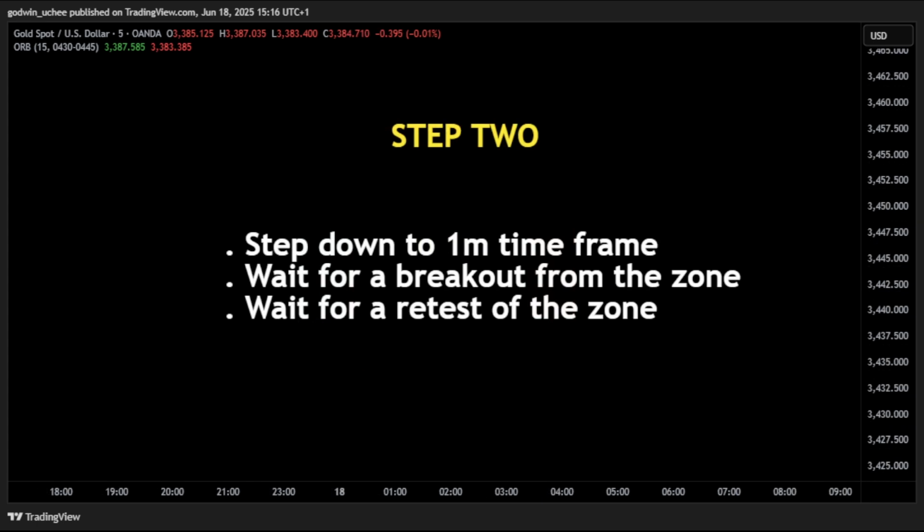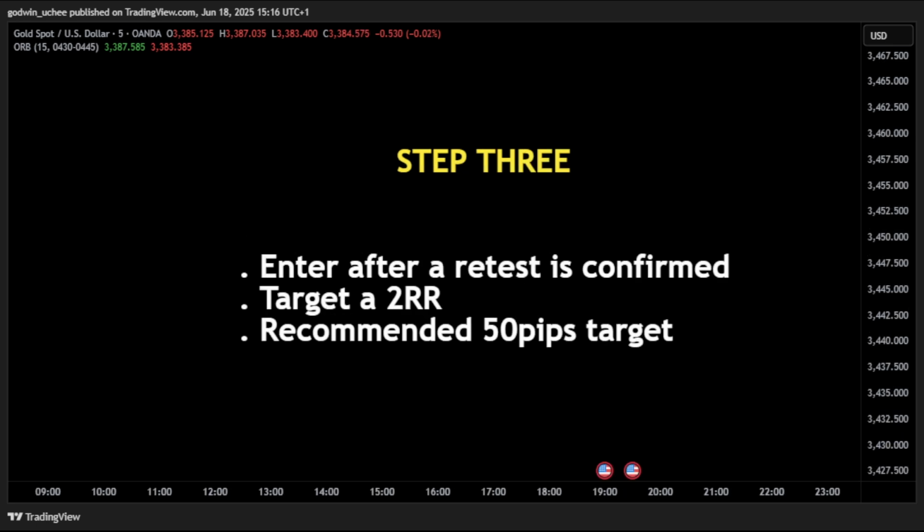The next step is to step down to the 1-minute time frame. When you step down to the 1-minute time frame, what are you looking for? You want to see price break out of this 15-minute zone you've marked out. When price breaks out of the zone, the next thing you want to see is a retest of the zone. You want to see price come back into that zone and make a retest. Once you see this happen, it takes you to the next step. What is the next step? Enter after a retest is confirmed.